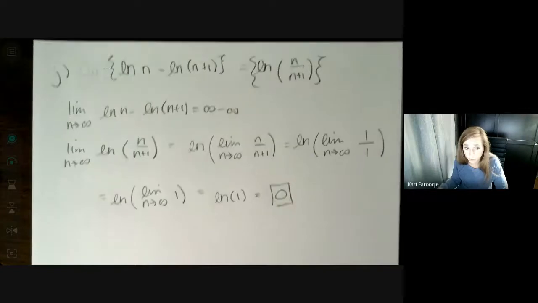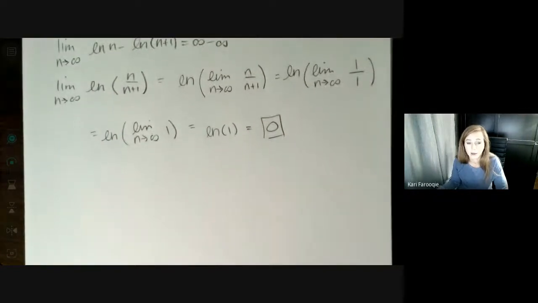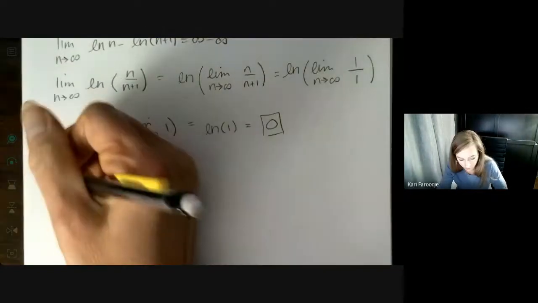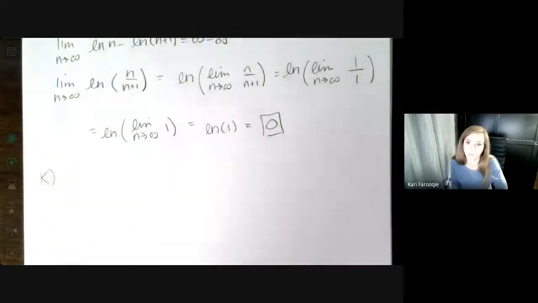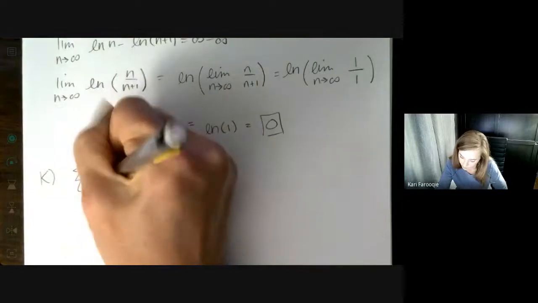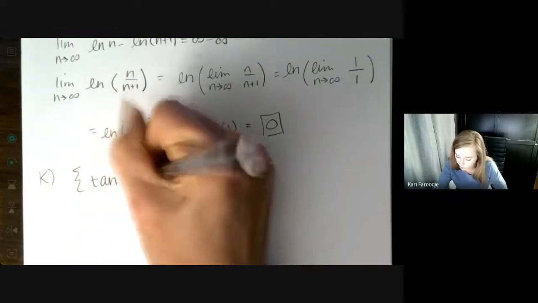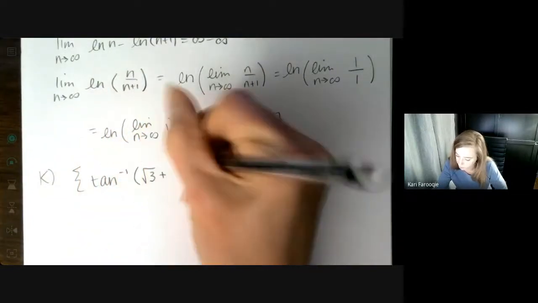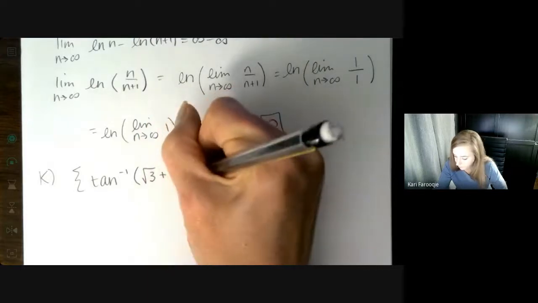And then I have one more of this type of example for you. And then I also wanted to cover what it means for a function to be bounded. So this one is the inverse tangent of the square root of 3 plus 4 over n.